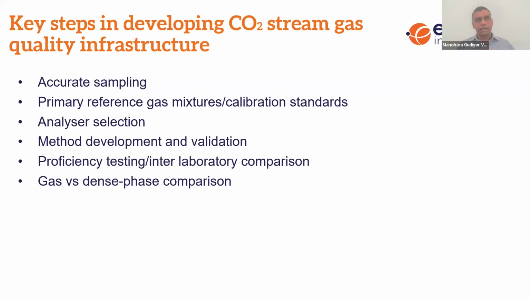While doing this purity analysis, or CO2 stream analysis, there are five or six key points which are very necessary. This is what we think. The first one, as explained by the previous speaker, is accurate sampling. That is very important to begin with. The second is having primary reference gas mixtures or calibration standards. Then the question is which analyzer I should use. Choosing the right analyzer is again very important. Once you choose that, you need to develop a method, and make sure that method is fit for purpose by validating the developed method.